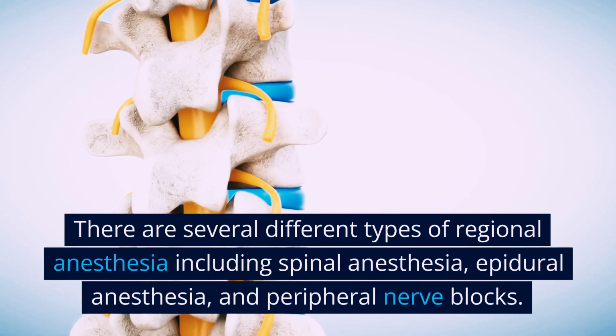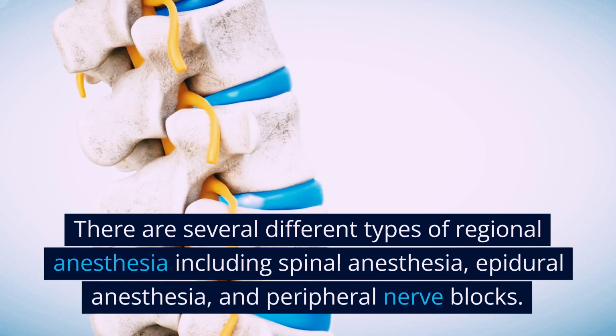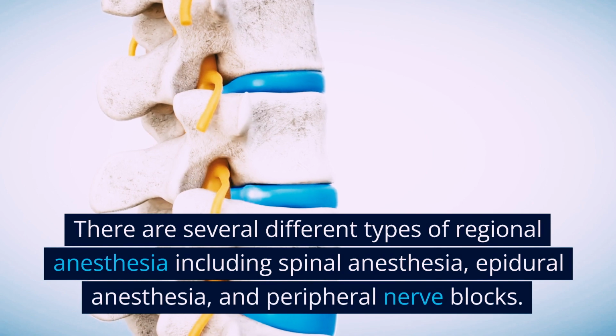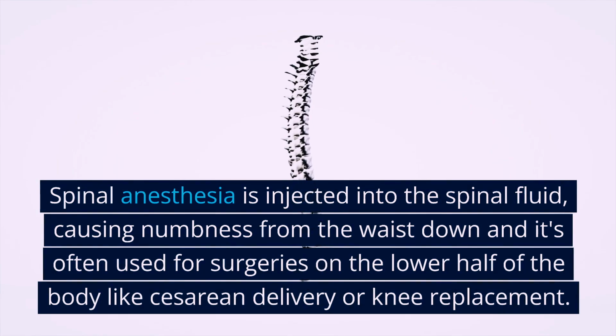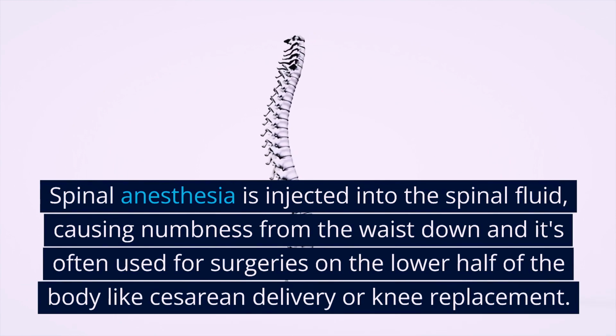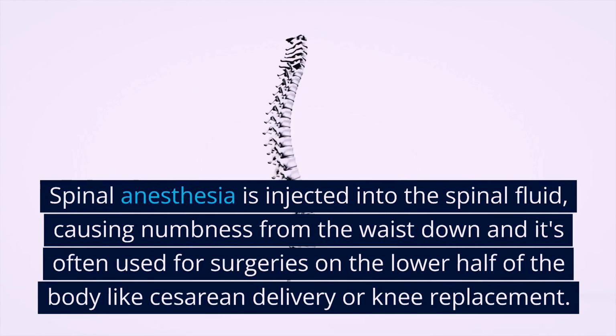There are several different types of regional anesthesia, including spinal anesthesia, epidural anesthesia, and peripheral nerve blocks. Spinal anesthesia is injected into the spinal fluid, causing numbness from the waist down, and it's often used for surgeries on the lower half of the body like cesarean delivery or knee replacement.